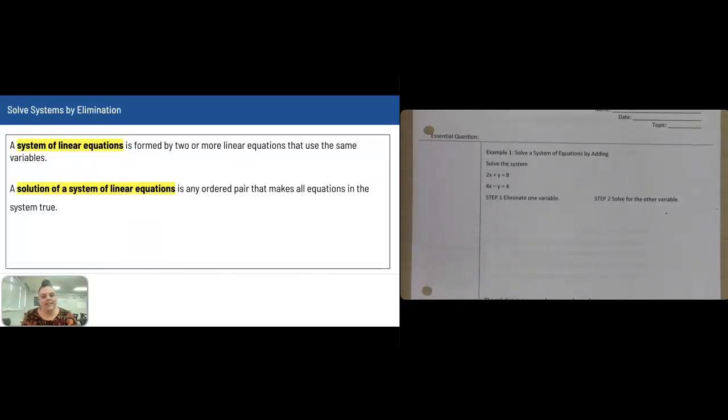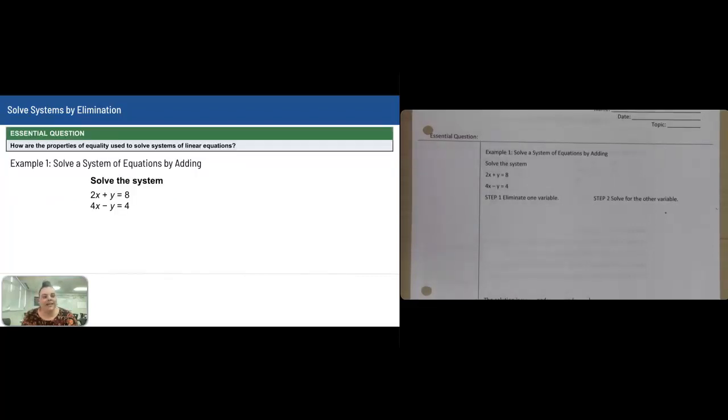A reminder that a system of linear equations is formed by two or more linear equations that use the same variables, such as x and y. A solution is any ordered pair that makes all the equations in the system true. Our essential question is how are properties of equality used to solve systems of linear equations?